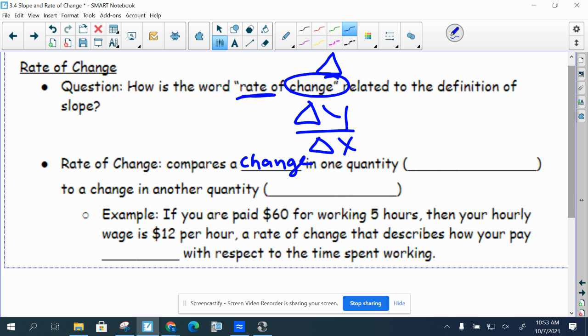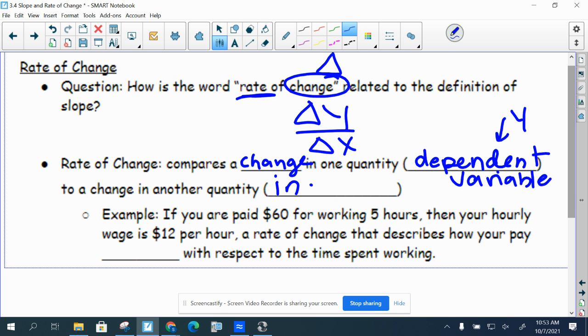Then one quantity, which is your dependent variable, right? Because the y is the dependent variable. In other words, your y, to a change in another quantity, which is your independent variable. I'll just say independent variable, which is your x.